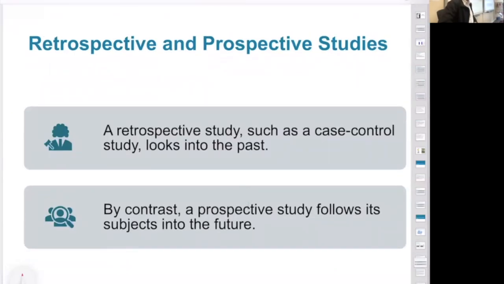Sometimes you collect the data from the past. So in this case, we call it a retrospective study.